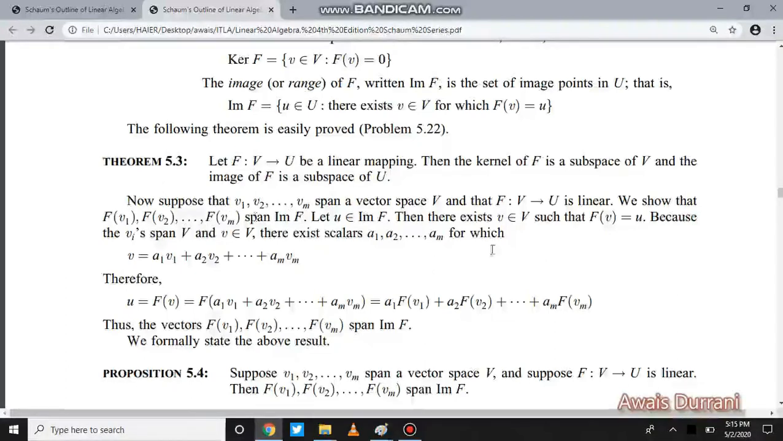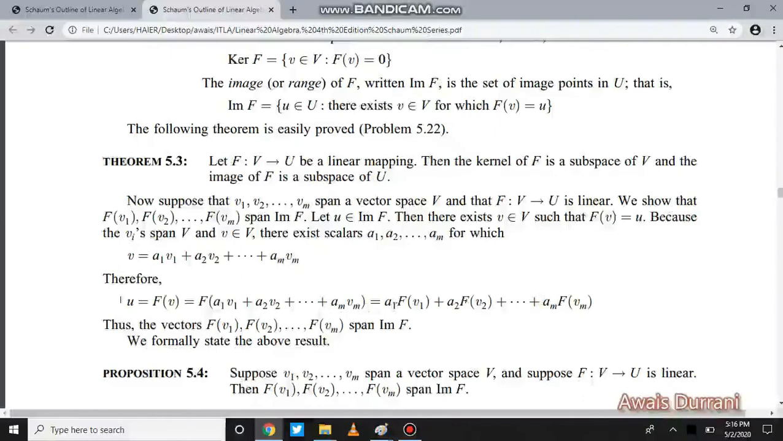We say that let u belong to the image of F. If u belongs to the image of F, then by definition f of v is equal to u, and because the vi span all the elements of V, this v, which is the pre-image of u, is made by a linear combination of v1 to vm. Now we can write that u is equal to f of v, and v is equal to this linear combination of v1 to vm. Applying the two conditions of the linear transformation, it becomes like this.